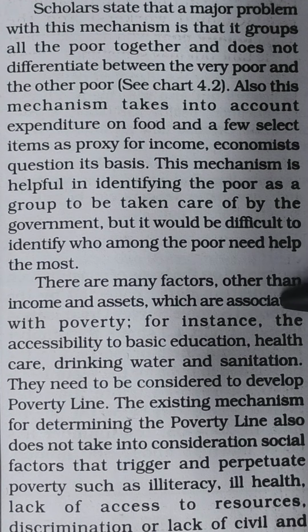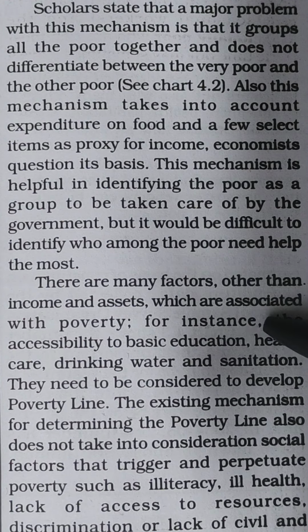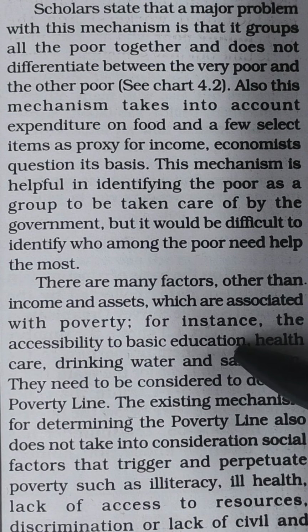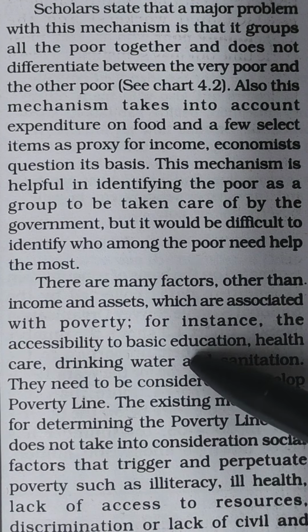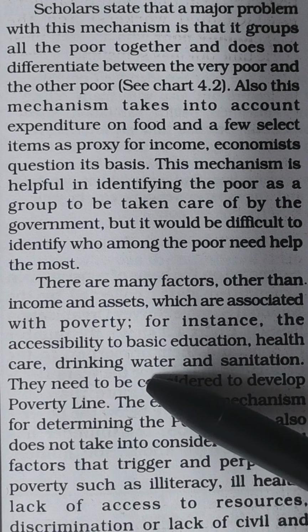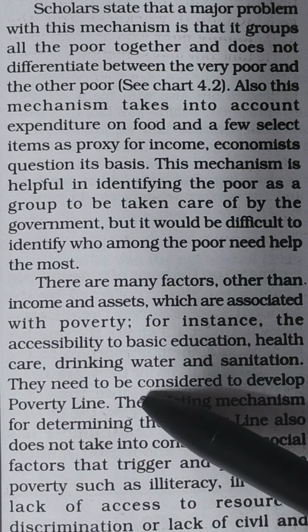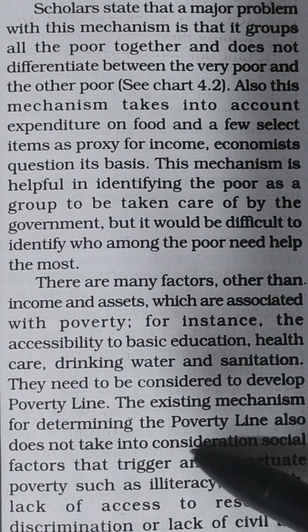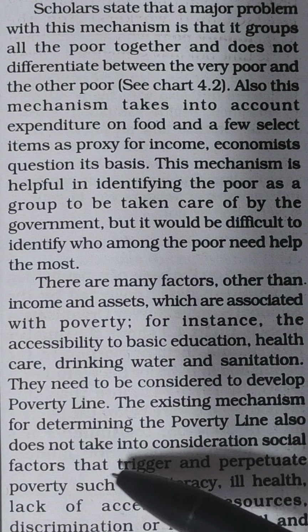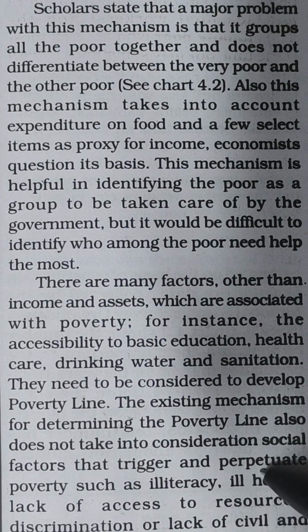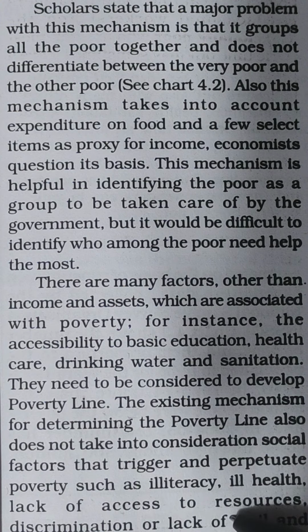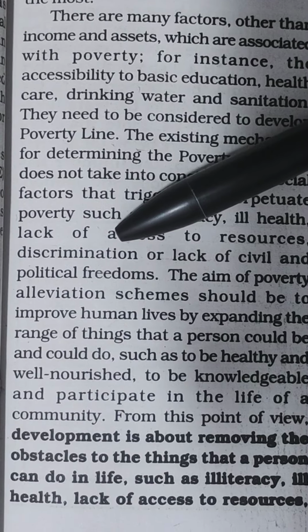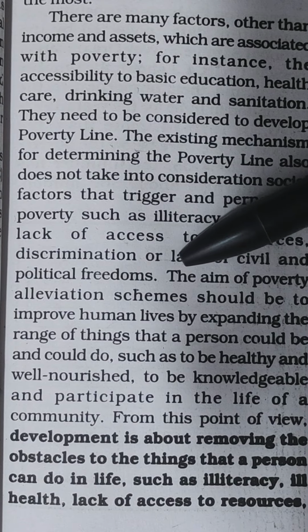There are many factors other than income and assets which are associated with poverty. For instance, the accessibility to basic education, healthcare, drinking water, and sanitation. They need to be considered to develop the poverty line. The existing mechanism for determining the poverty line also does not take into consideration social factors that trigger and perpetuate poverty such as illiteracy, ill health, lack of access to resources, discrimination or lack of civil and political freedoms.